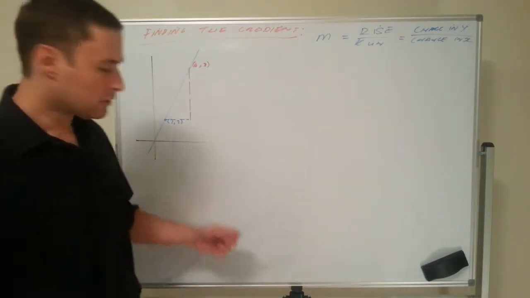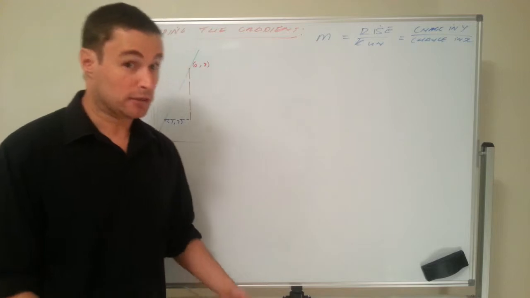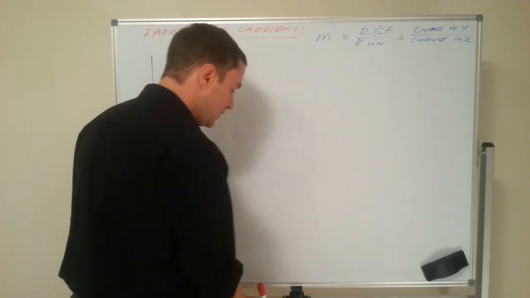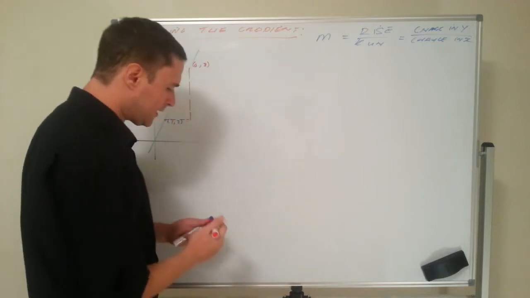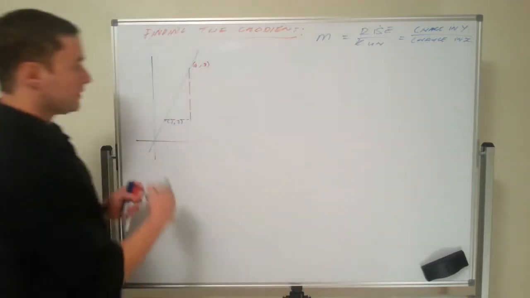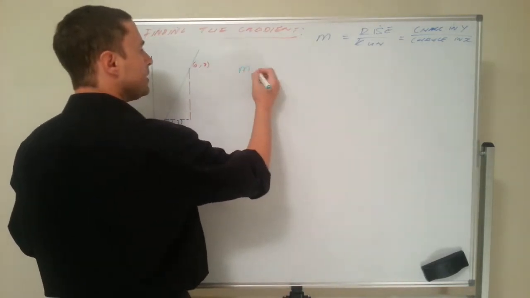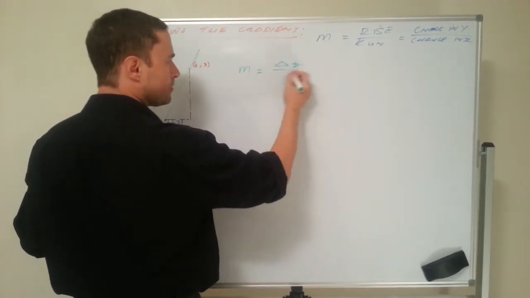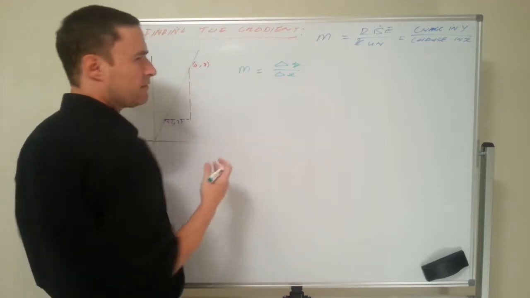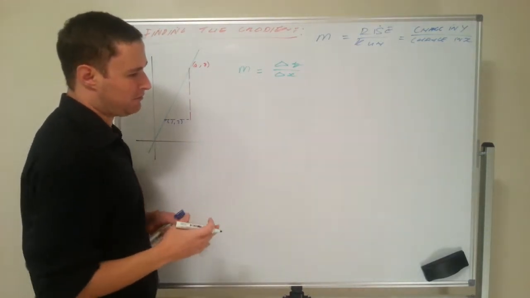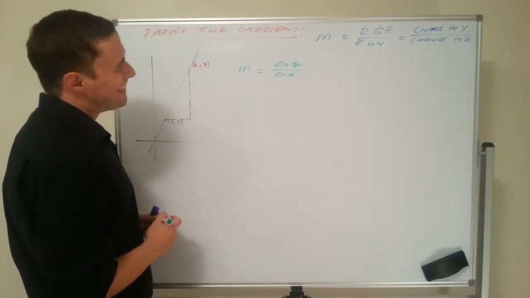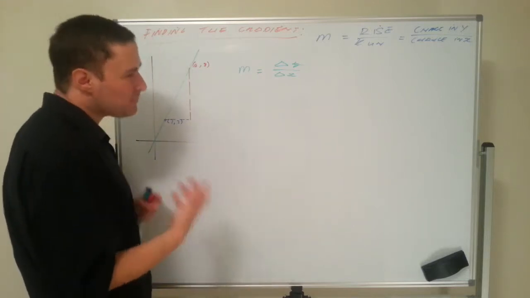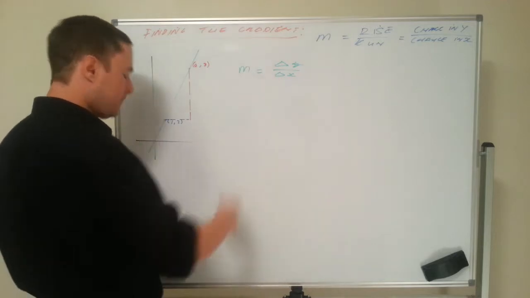But I want you to get to the point where you're not counting squares, where you don't actually need a picture. So let's look at this algebraically. If they say, what is the gradient of this line? Well, the gradient equals the change in y over the change in x. Shorthand for that is delta y over delta x. It's not 100% accurate using delta y over delta x, but we understand what it means: change in y over change in x.